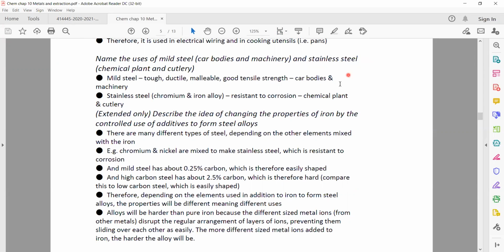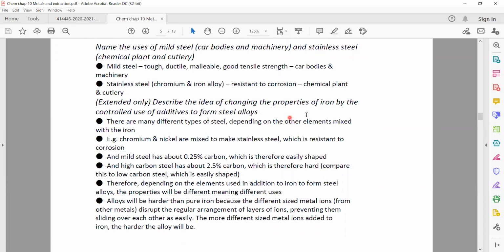There are also different types of steels. Describe the idea of changing the property of iron by controlled use of additives to form steel alloys. There are different types of steel depending on other elements mixed with iron. For example, if chromium and nickel are mixed, we make stainless steel, which resists corrosion. And mild steel, a low carbon steel, has about 0.25% carbon. Therefore, it can be easily shaped. A high carbon steel has about 2.5% carbon, and because of the higher impurity, the layers cannot slide over each other. So it will be relatively hard.